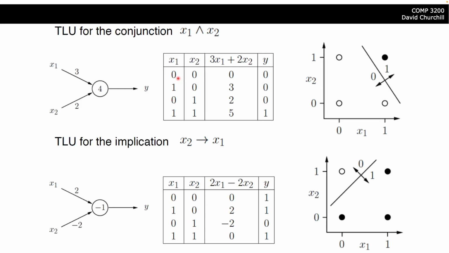So let's go over, you've all done truth tables before, it's really simple. Let's go over all 4 possible input values to this function, because there are 2 values and each of them can be a 1 or a 0. If we take 0 and 0, 3x1 plus 2x2 is 0, which is not greater than 4, so it's 0. Similarly, 3 times 1 plus 2 times 0 is 3, which is not greater than 4. The next one would come out to 2, which is not greater than 4, but the last one would come out to be greater than 4.